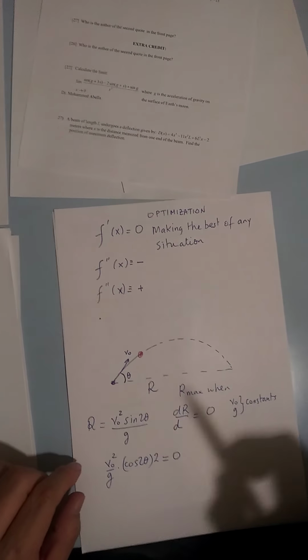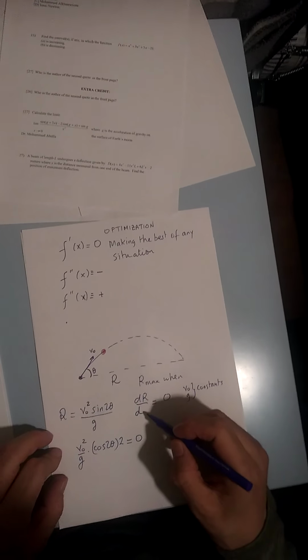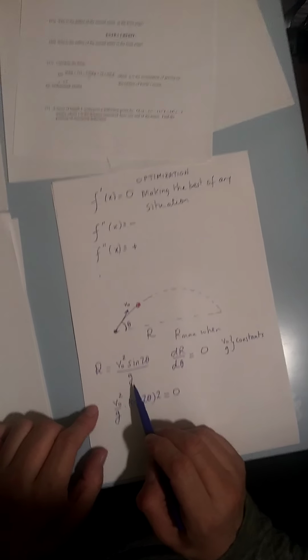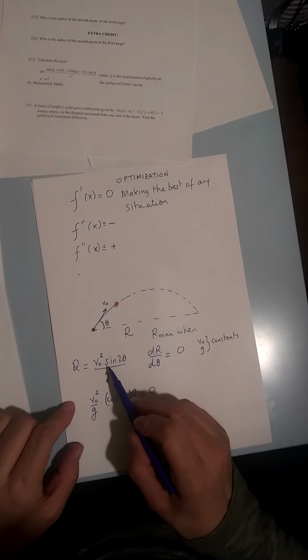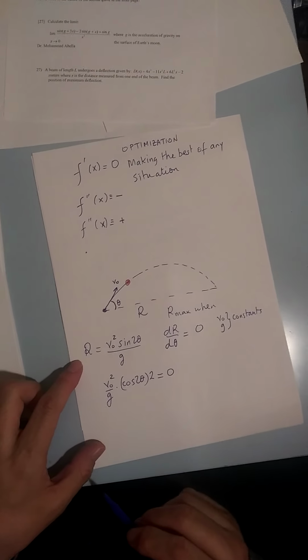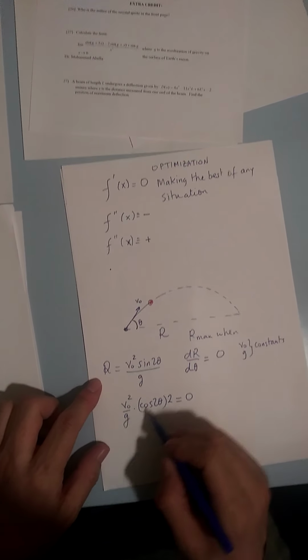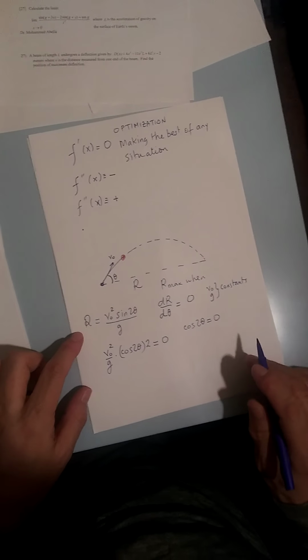With respect to what? Let's look. The only variable here is the angle, so it's with respect to theta. v0 squared over g is a constant, so we'll leave it alone. The derivative of sine 2 theta is cos 2 theta times 2, chain rule. This is equal to 0. The only quantity that can equal 0 in this equation is cos 2 theta. So cos 2 theta equals 0.